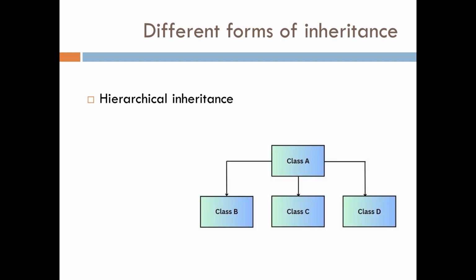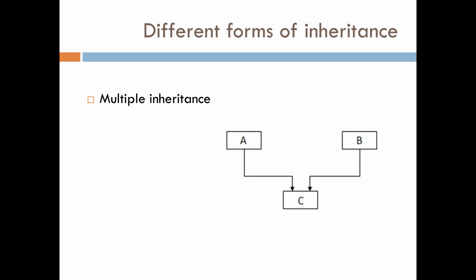And the next one is hierarchical inheritance. Here there will be one base class and more than one derived class which are derived from the same base class. Here classes B, C and D are the child classes of class A. Next one is multiple inheritance. Multiple inheritance is inheriting the properties of class A and class B, which is not possible directly in Java. About that we will discuss in later sections.